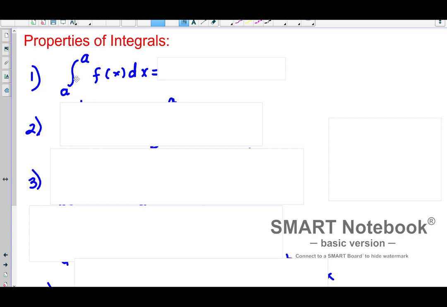Property number 1, integral from a to a, from the same number to the same number, like from 3 to 3, f of x dx. Any guesses? If you said 0, you were correct, because basically think of it as there's no area whatsoever.